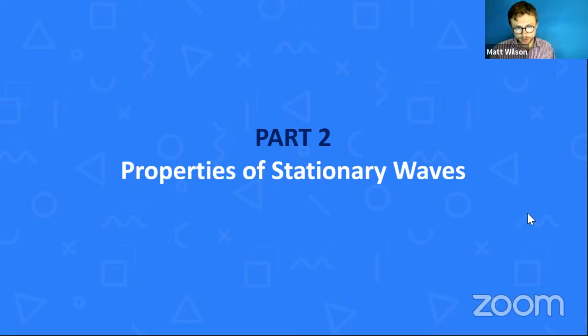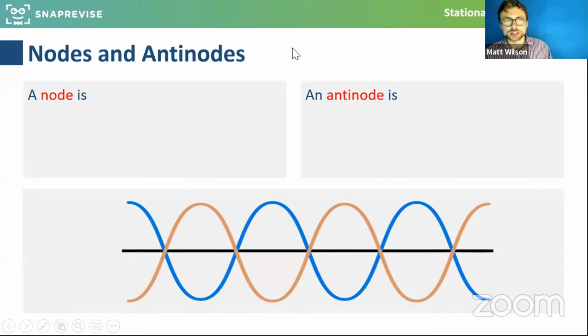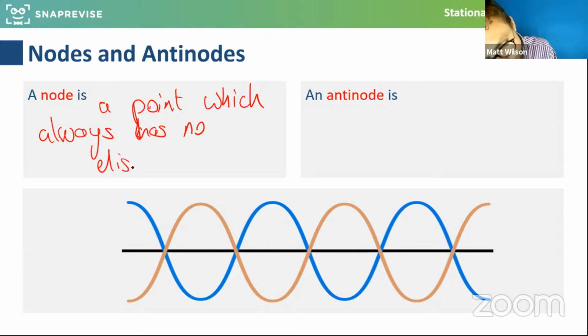Good. All right, so properties of stationary waves. We've defined what they are. Now we're going to look at them in more detail. So we're going to start by describing some points. The nodes are going to be these fixed points that don't oscillate. So a node is a point which always has no displacement.